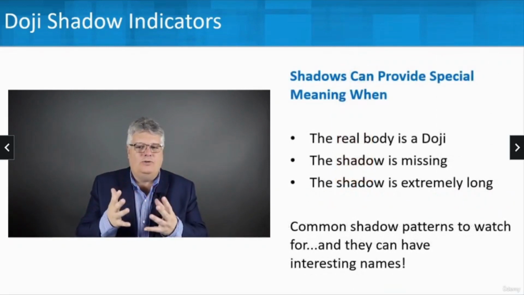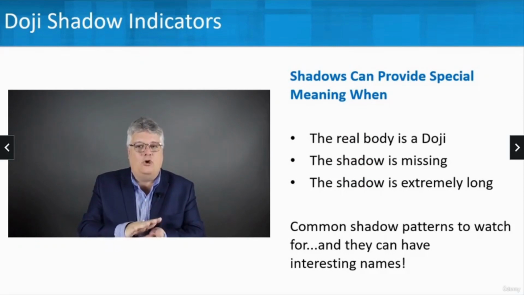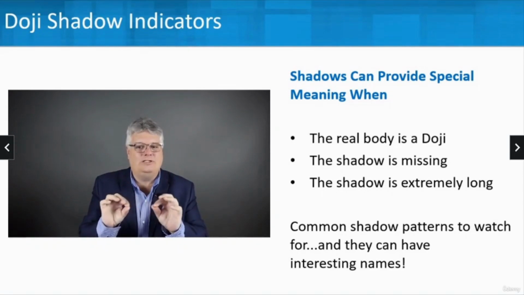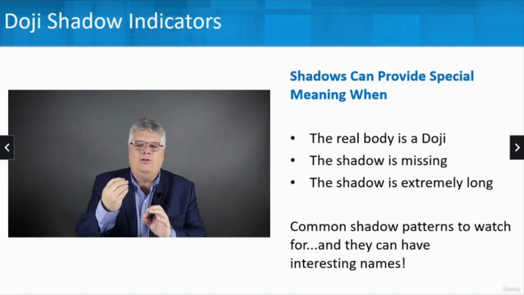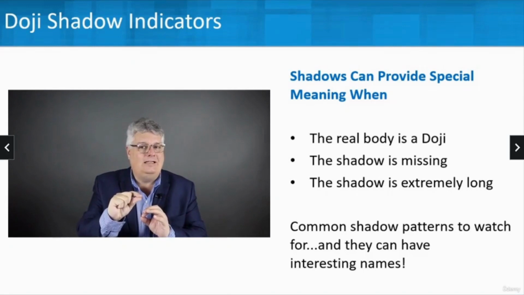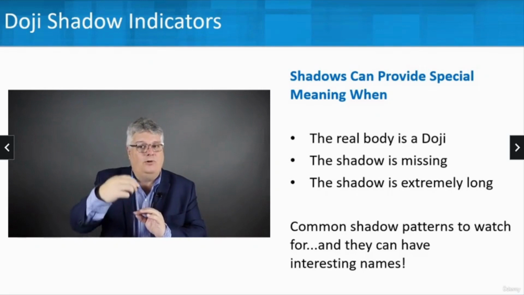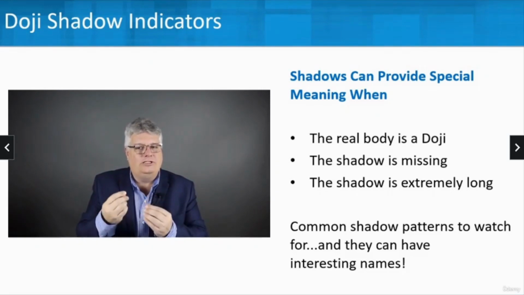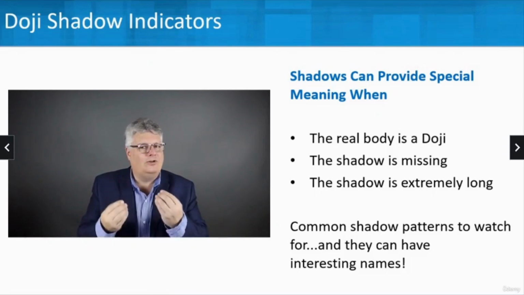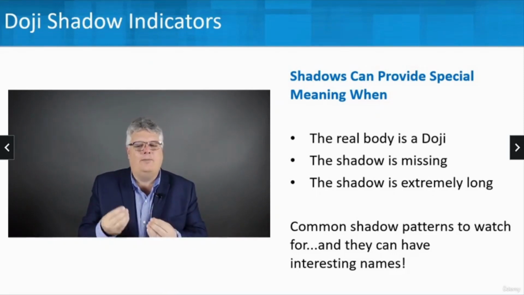So what shadows do is they provide special meaning when the real body is a doji. So for it to be a doji shadow indicator, you have to have a doji, open and close near each other in terms of price, or exactly or pretty close. And if you see that the shadow is missing, let's say you have very little or no upper shadow, that's an indication that something's happening. Or if the shadow is extremely long, let's use that same upper one where it might be very tall. Those are situations where we have dojis, and these different lengths of these shadows can be very impactful as far as telling us, from patterns that have happened in the past, what we can expect.